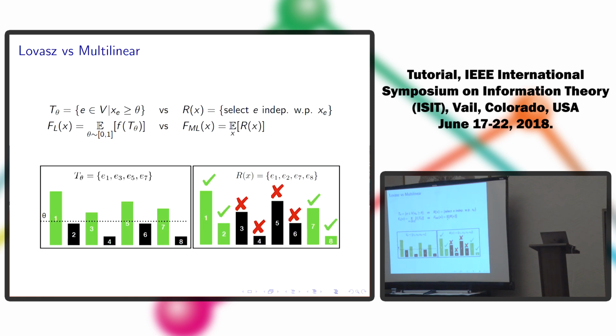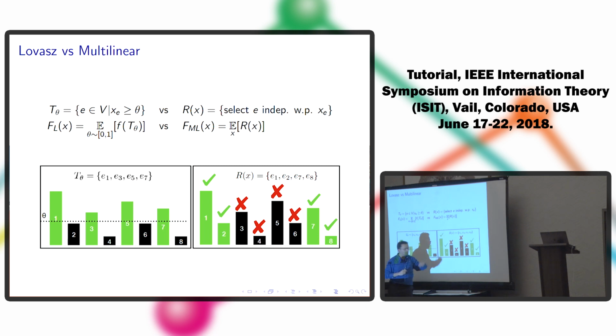Now, let's put the Lovász extension and the multilinear extension neck to neck. In the Lovász extension, we were picking a threshold uniformly at random. Everyone above is going to be selected. Everyone below is not going to be selected. In the multilinear extension, instead, we are going to look at every single entry by itself, and we are going to flip a coin. With probability x_1, this element is going to be selected. With probability 1 minus x_1, it is not going to be selected.